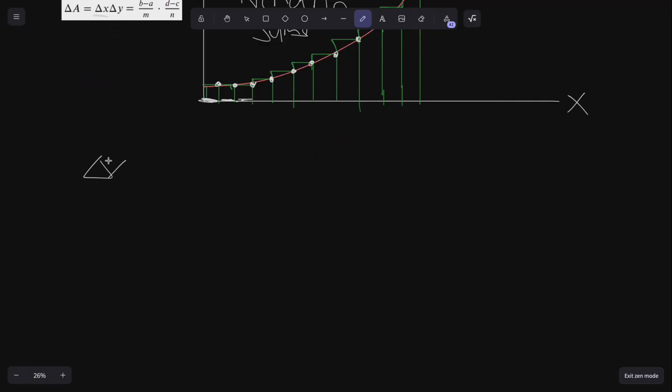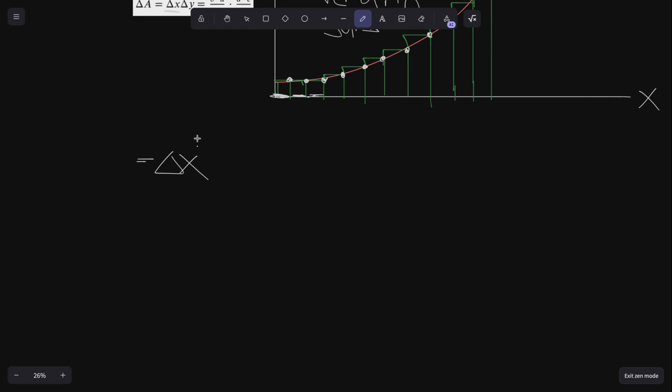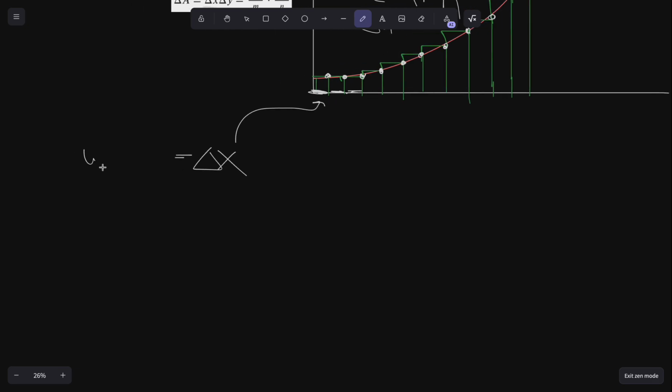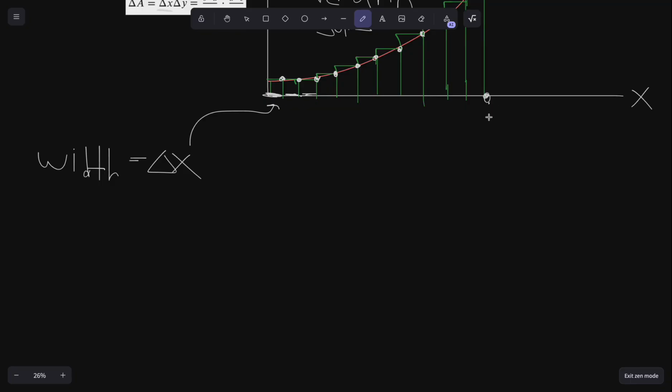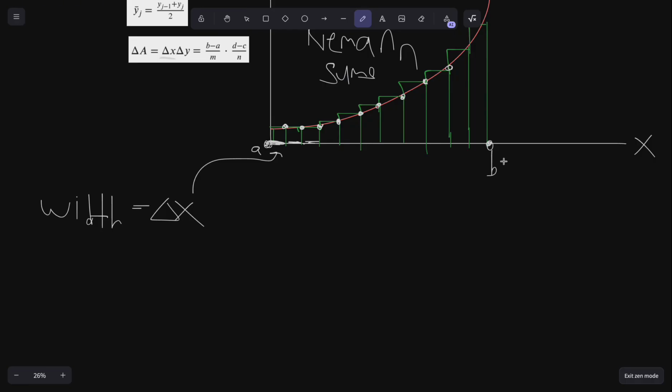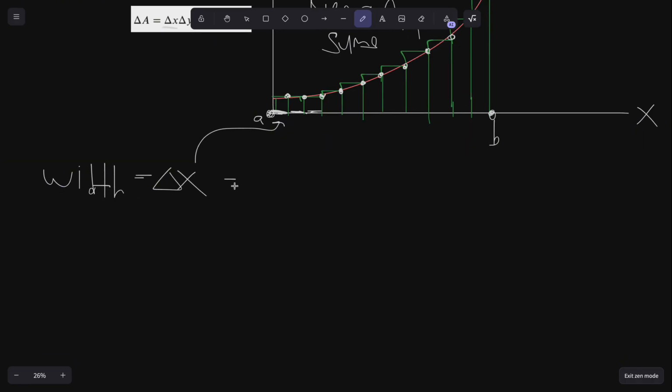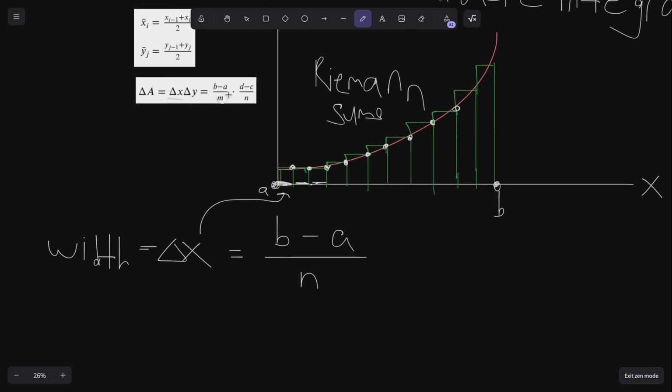I want to find out the width of each rectangle, which is just the change in x. What I do is, if this is B and this is A, this is the interval upon which we're finding the area under the curve between these 2 points. What we do is we take the distance between A and B, which is just B minus A, and we divide it by the number of rectangles that we want, which in this case they labeled as M for the x value and N for the y value.